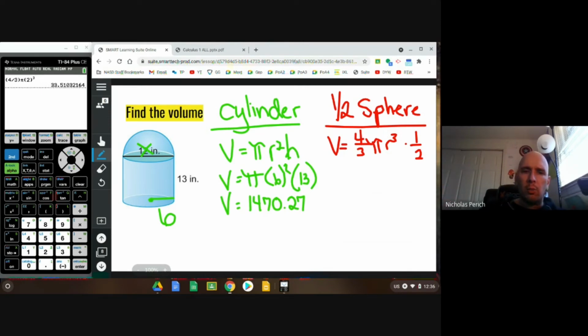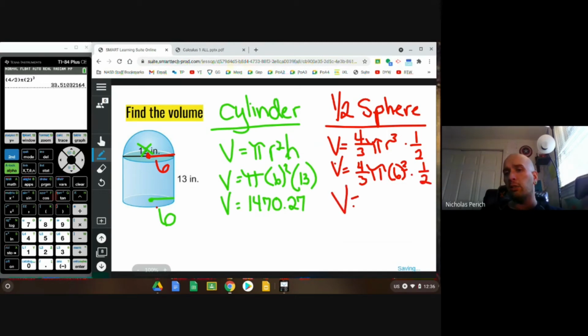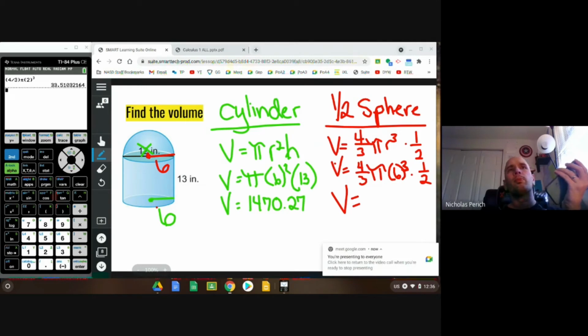What's my radius? Well, if my diameter is 12, then my radius is 6. So that's not that difficult. V equals 4/3 pi 6 cubed, and then times a 1/2. I'll give you 1 minute to give me that answer. 4/3 pi 6 cubed. Remember, math gives you 6 cubed and then times a half. Set a timer for 1.5 minutes.